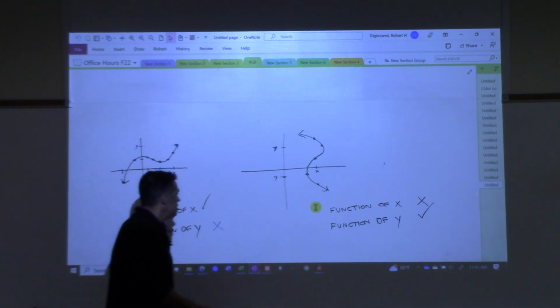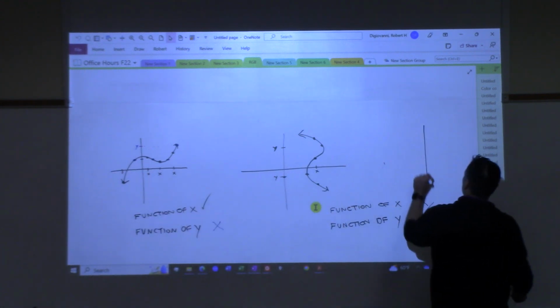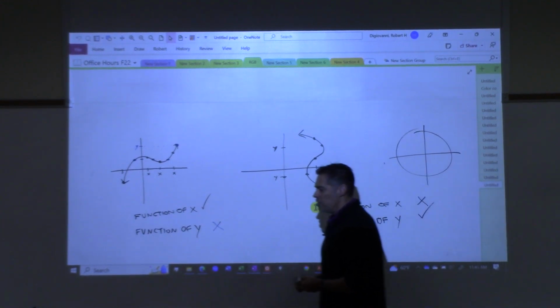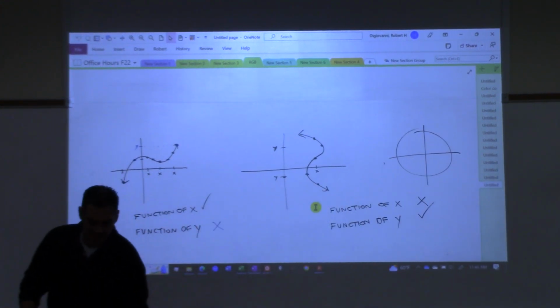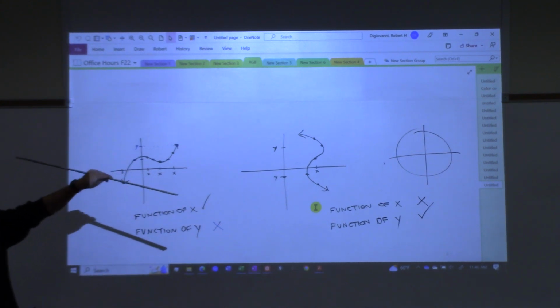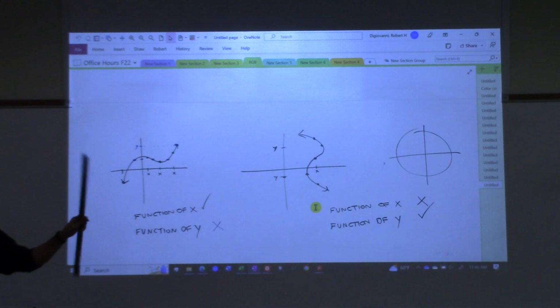Okay, what about this? One last one, hold on. What about this picture? How about just a circle? Is it a function of x? No. Is it a function of y? No, it's a function of neither, right? So you don't have to have one or the other. You could have curves that are neither functions of x nor y, right?